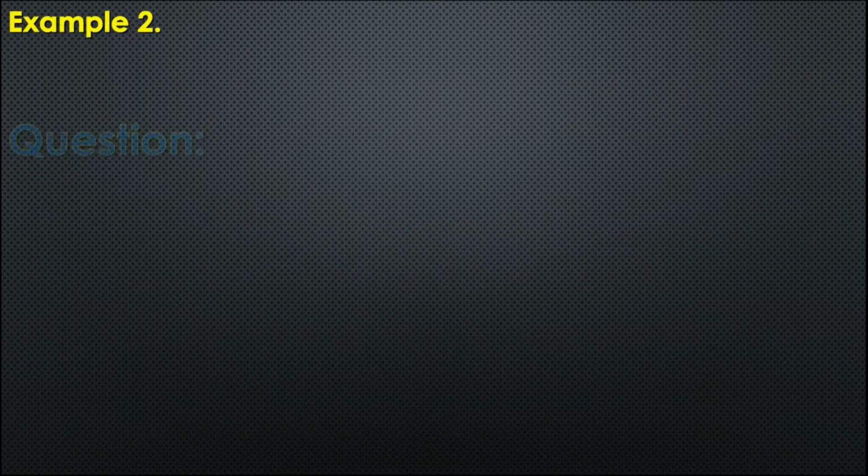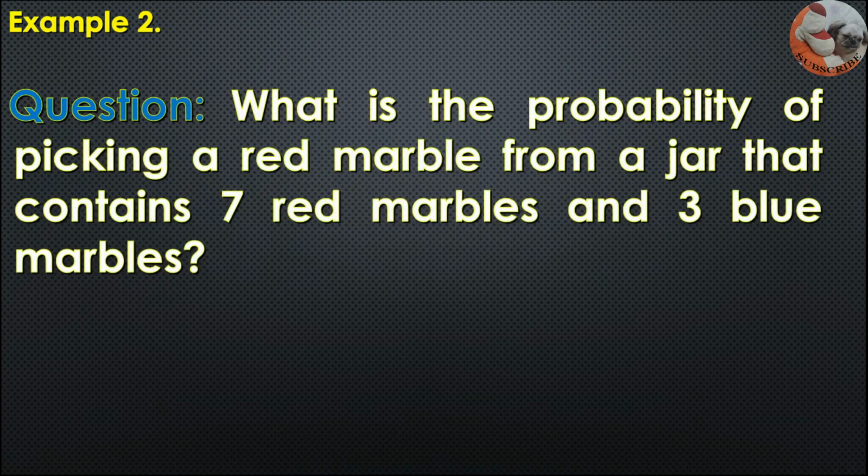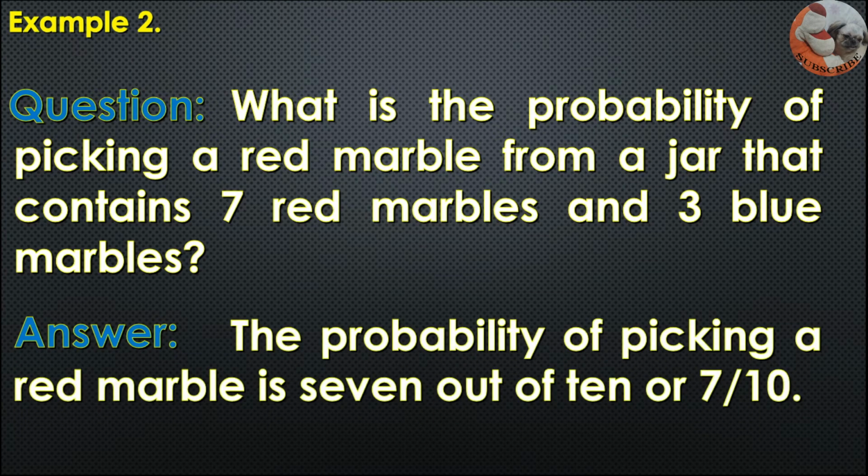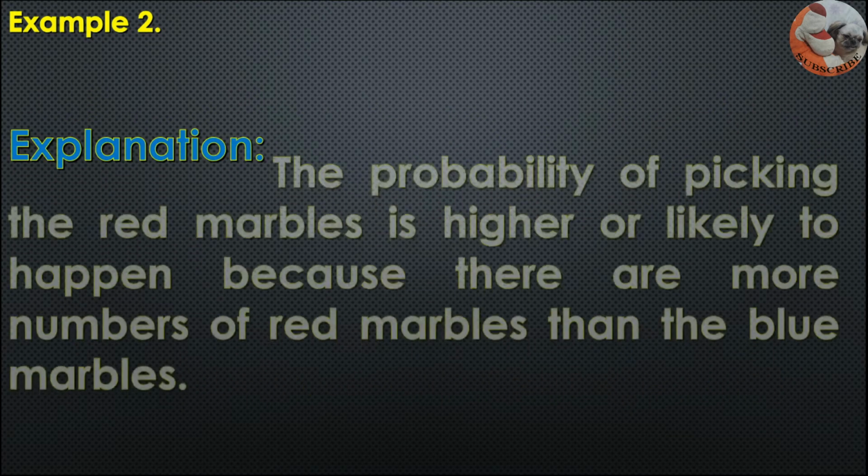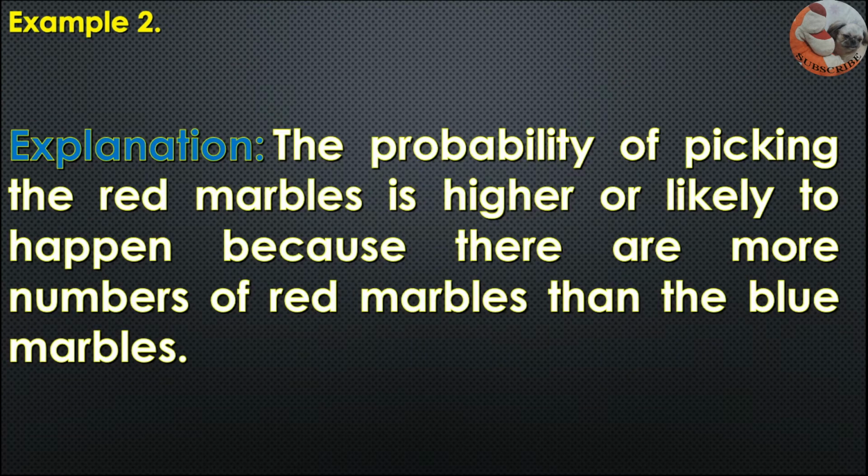Example 2. Question: what is the probability of picking a red marble from a jar that contains 7 red marbles and 3 blue marbles? Answer: the probability of picking a red marble is 7 out of 10 or 7/10. Explanation: the probability of picking the red marble is higher or likely to happen because there are more numbers of red marbles than the blue marbles.